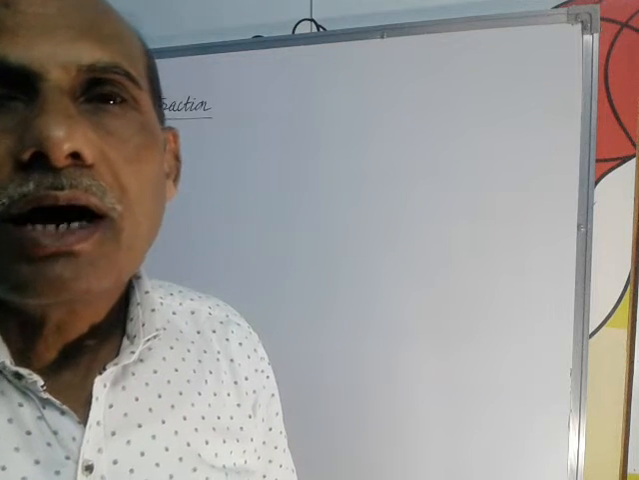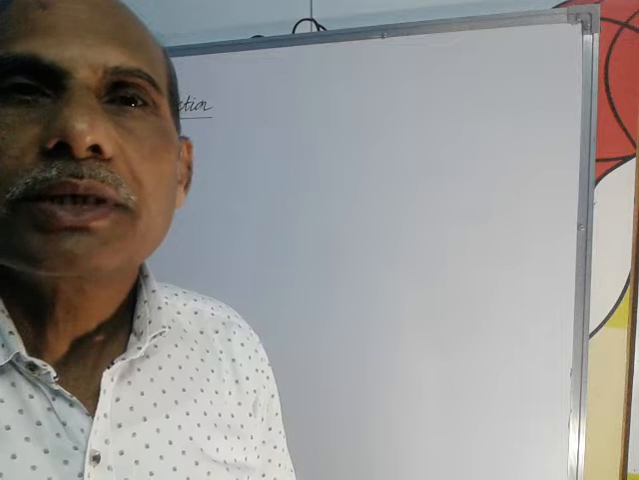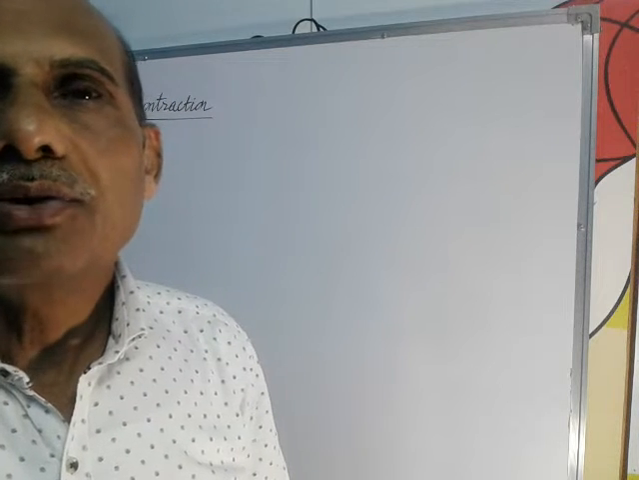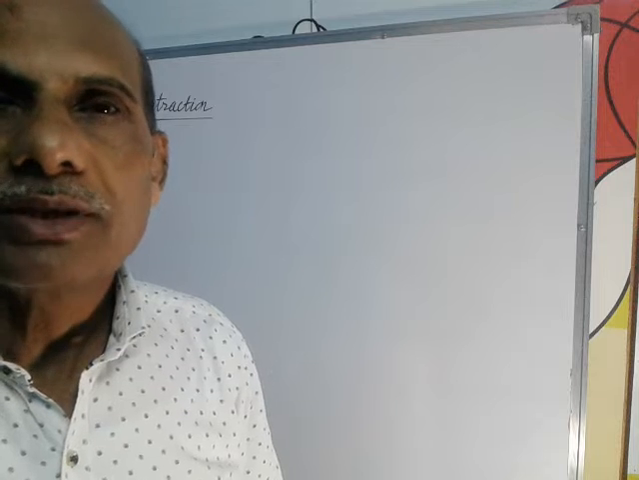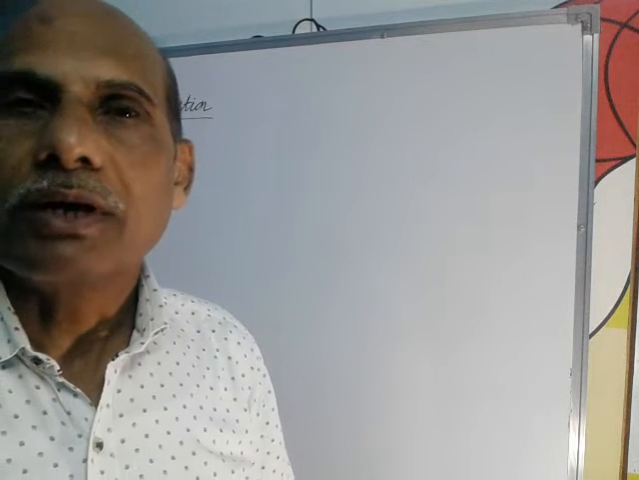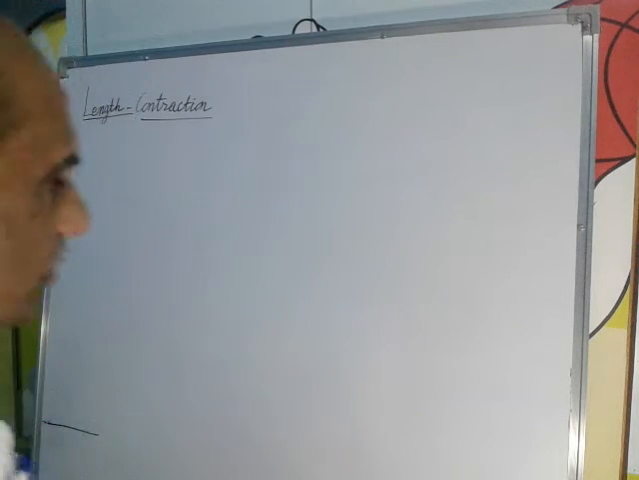Welcome students, in this video length contraction. It is one of the consequences of theory of relativity. Relativity theory kehti hai ki space or time absolute nahi hai, these are relative. Dik aur kaal sapeksh hai, nirpeksh hai, aur uska jo parinam hai length contraction wo kis tarah se nikala jata hai wo hum dekhte hain.